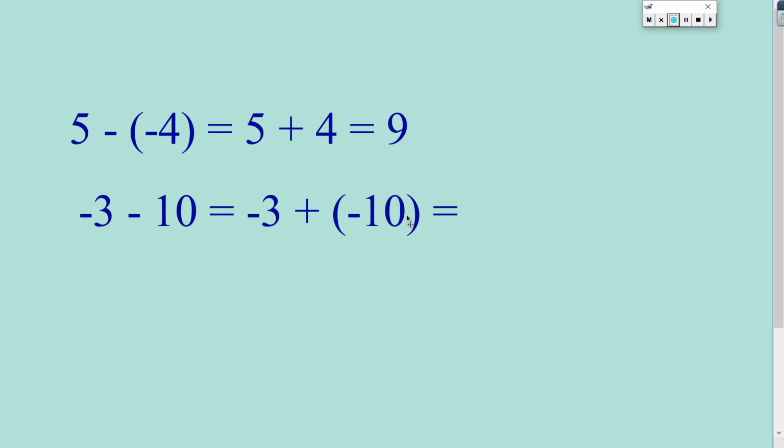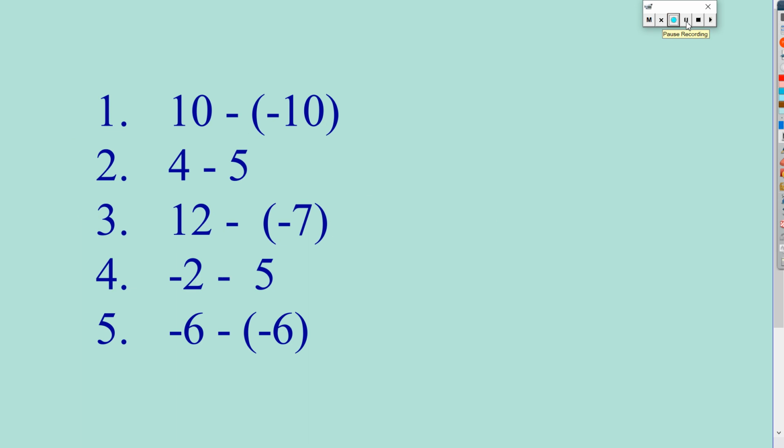Now look at the sign. Here 3 is negative, 10 also negative. That means same sign. You have to add the numbers and put the same sign. So you will get 10 plus 3, 13, and the sign is negative. So the answer is negative 13. Will you do some questions? Here you have 5 questions. Do it yourself.